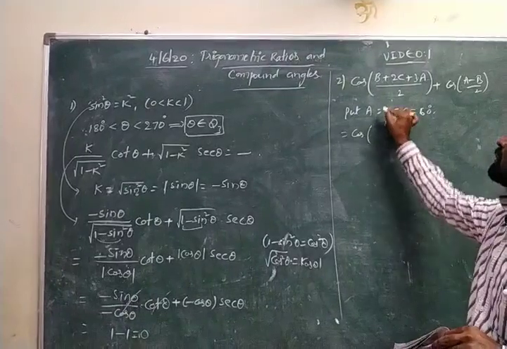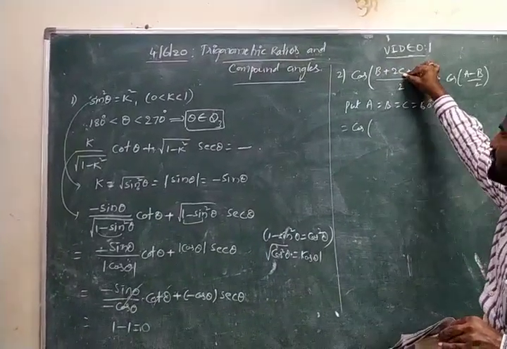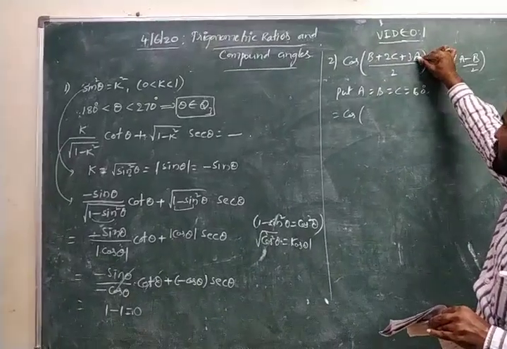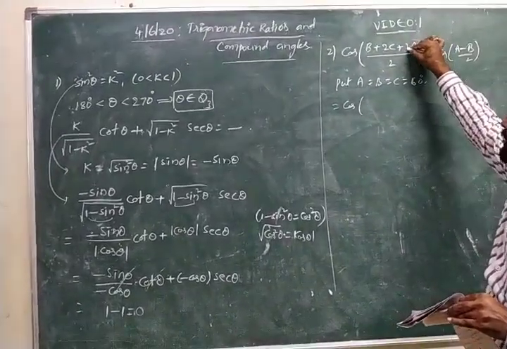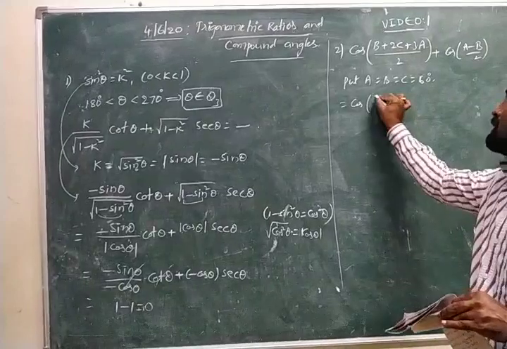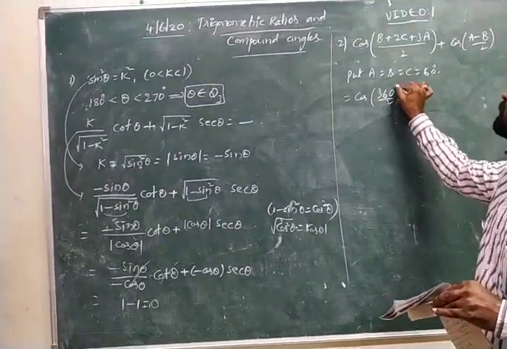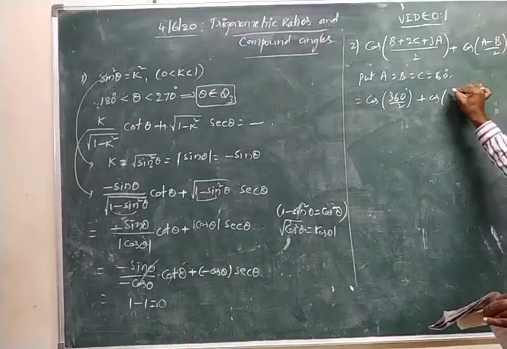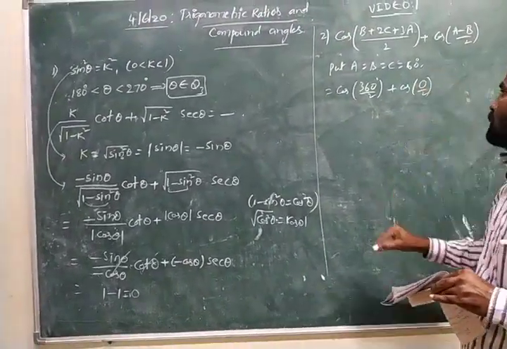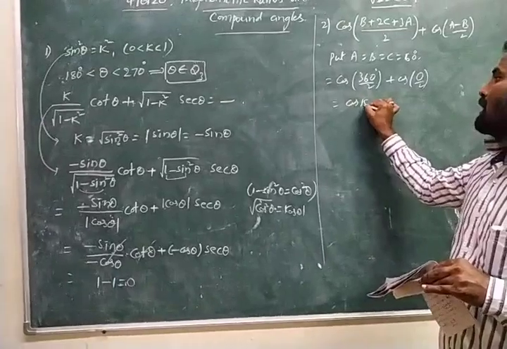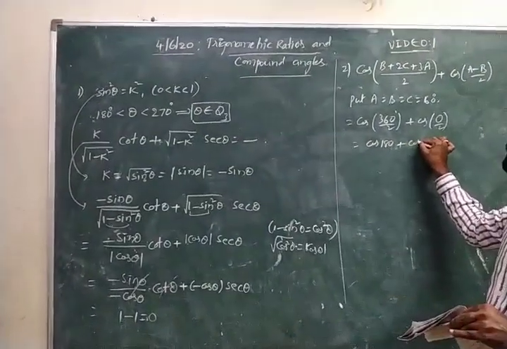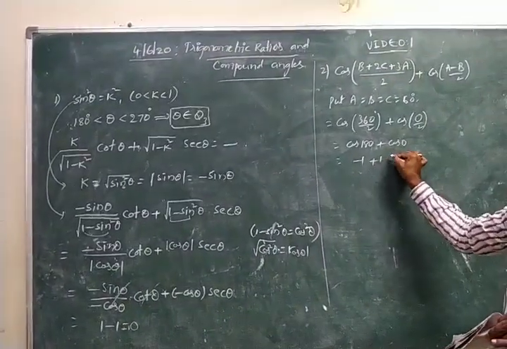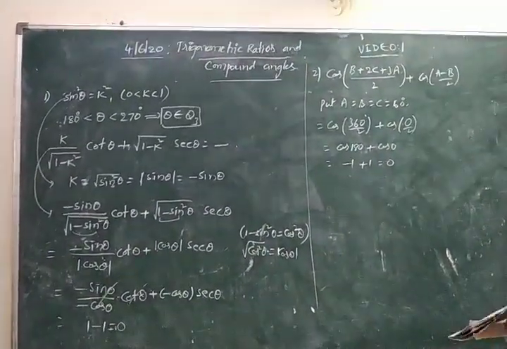Then cos of b is 60, 2c is 60 into 2, 120, 120 plus 60, 180, 180 plus 3a, 3a also 60, 60 into 3, 180, 180 plus 180, 360 by 2, plus cos of (a minus b), 60 minus 60, 0 by 2. That means cos 180 degrees plus cos 0. Cos 180 degrees is minus 1 and cos 0 equals 1, so it becomes 0.